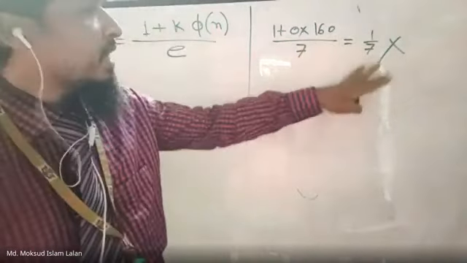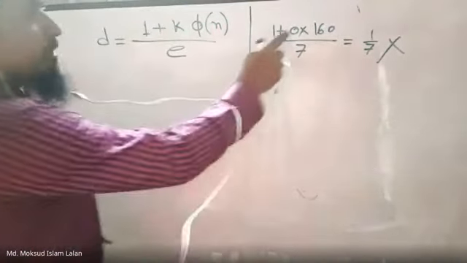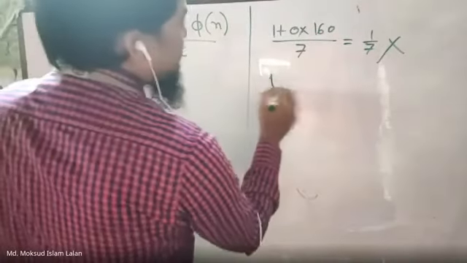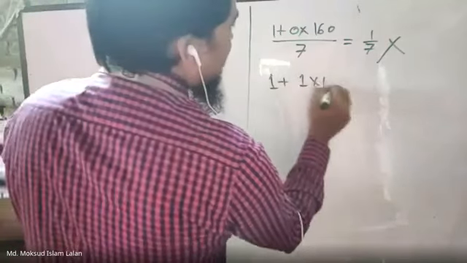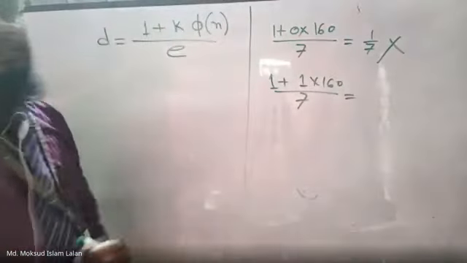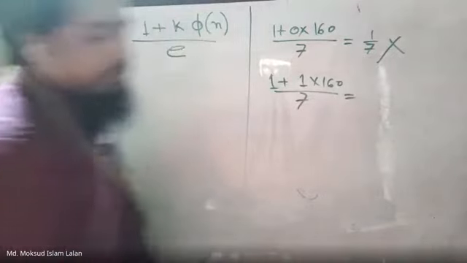You can skip this line, then proceed for the next. We have considered k value 0. Next, we have to increase k by 1. So 161 divided by 7. What is the result? Still you will get a fraction value. Am I right?